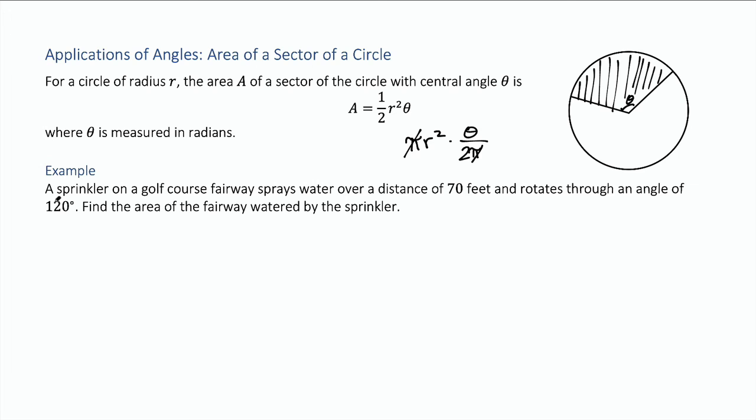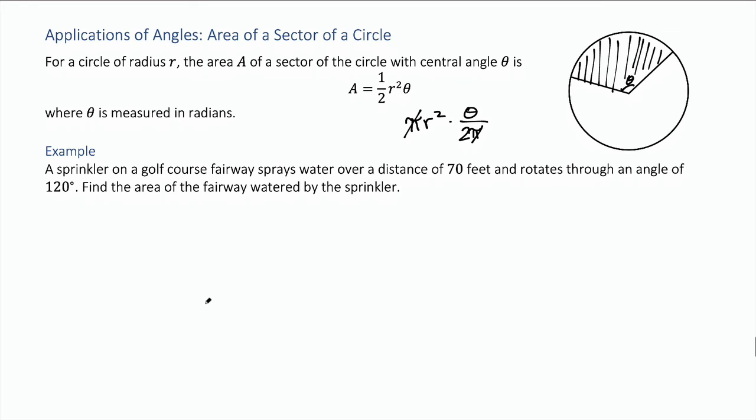So let's look at this example here. A sprinkler on a golf course fairway sprays water over a distance of 70 feet and rotates through an angle of 120 degrees. Find the area of the fairway watered by the sprinkler. Well, that's pretty much what I've drawn right here. I've got a sprinkler head right here, and it sprays this central angle of 120 degrees, and it sprays 70 feet. We'd like to find the total area that it sprays here.